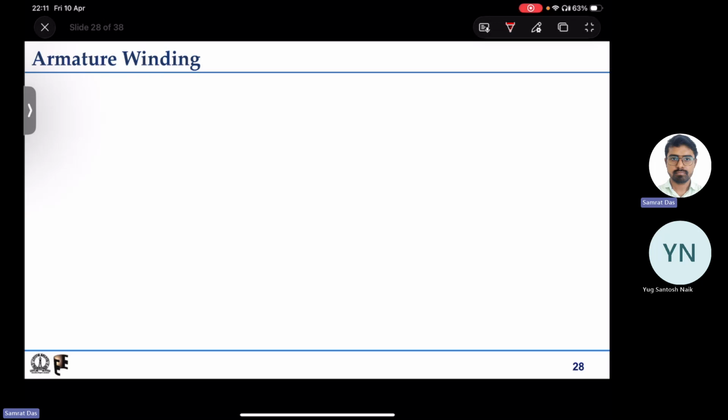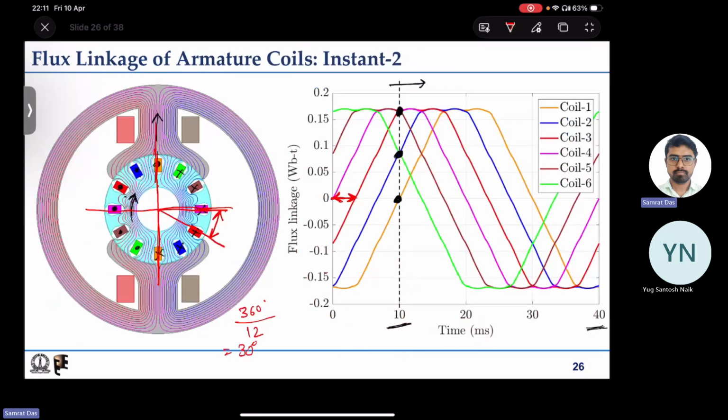So for that, we need to understand a sample example of how the armature winding is wound, and how it is actually connected to the commutator, and how the commutators are connected to brushes, from which we take the windings to the external world. So it is like you have a rotor. This is how your rotor looks like.